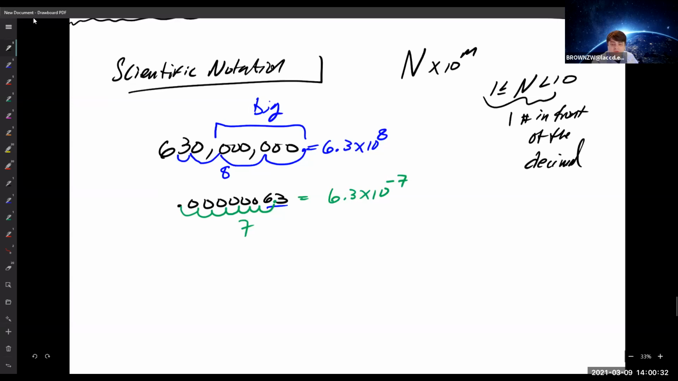So this is basic scientific notation, which is basically we're dropping off these zeros and really just boiling it down to what's the important measurement. And then in terms of bigness or smallness, if it's a positive power, that means it's a big number. And if it's a negative power, that means that it's a small number.